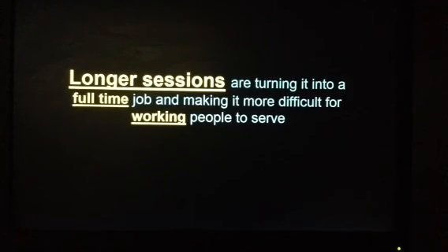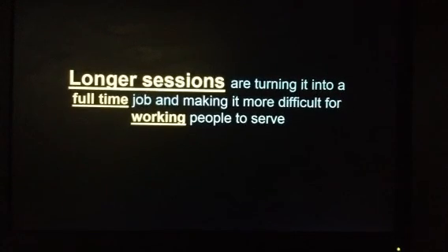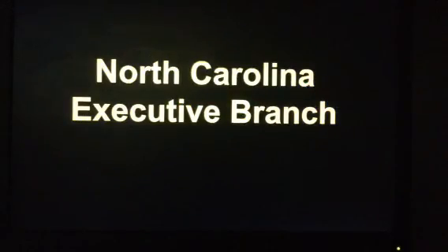And so usually people who serve in the General Assembly are retired or they're independently wealthy. And so it's difficult to have a cross-section of individuals representing us in our state General Assembly. They're either older and retired or they're independently wealthy.